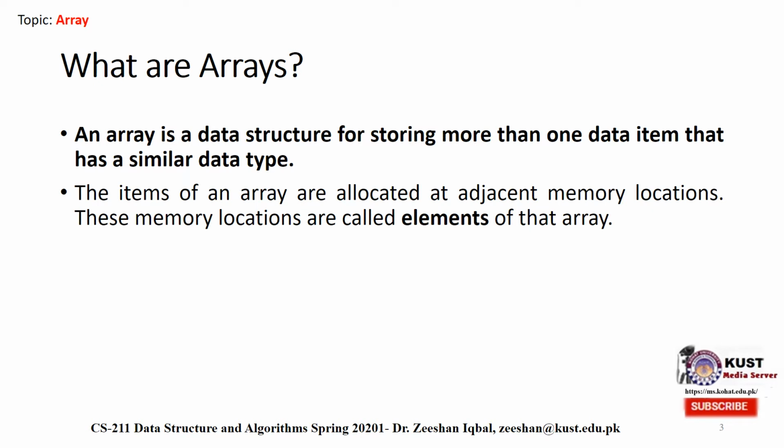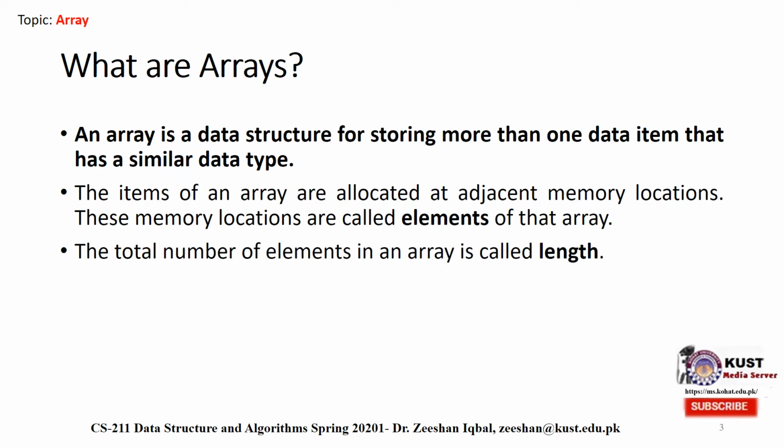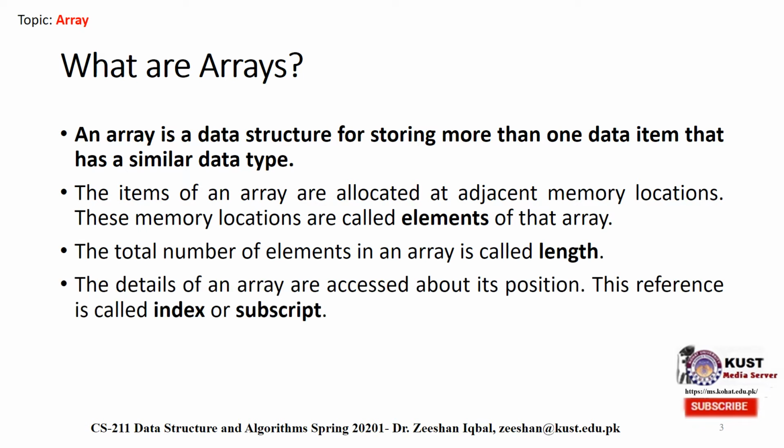The items of an array are allocated at adjacent memory locations. These memory locations are called elements of that array. The total number of elements in an array is its length. The elements of an array are accessed by their position. This reference is called the index or subscript of the array.